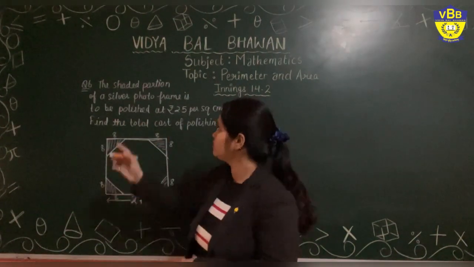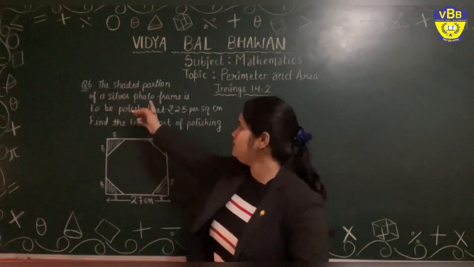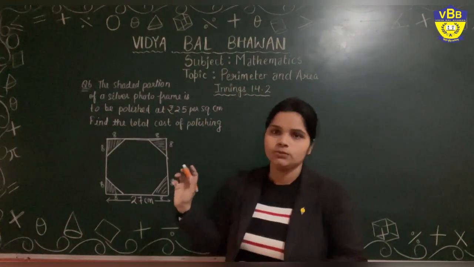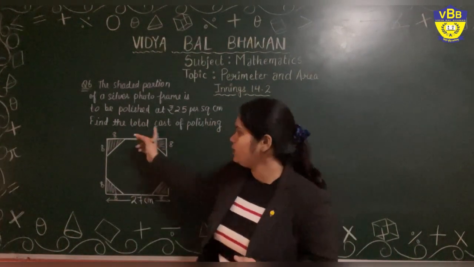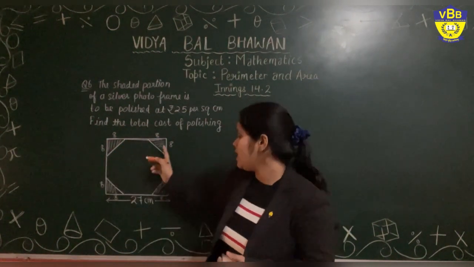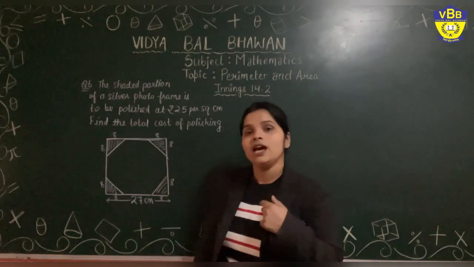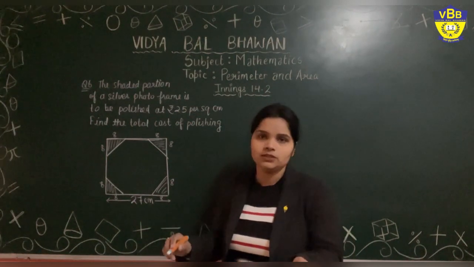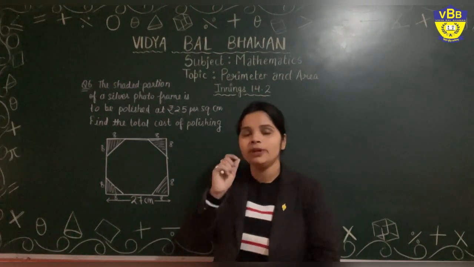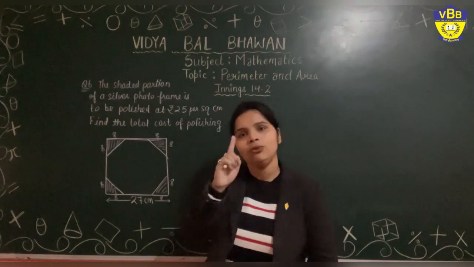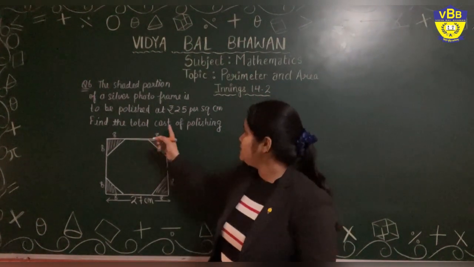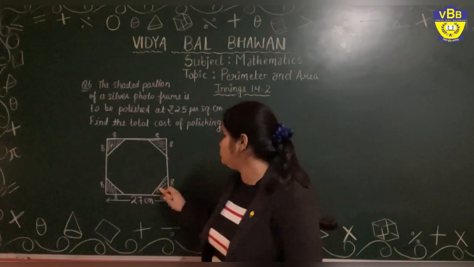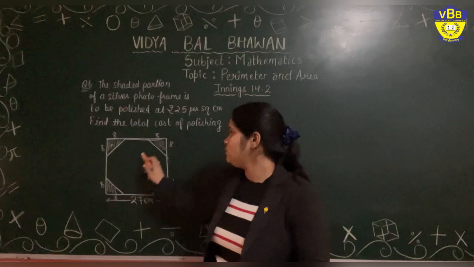Next question. The shaded portion of a silver photo frame is to be polished at 25 rupees per centimeter square. This is a square photo frame. At four corners you have some shaded portion which has to be polished at the cost of 25 rupees per centimeter square. That means it will cost 25 rupees if you are polishing only 1 centimeter square. What is the total cost of polishing? That means you need to polish these 4 sections. 1, 2, 3, 4.